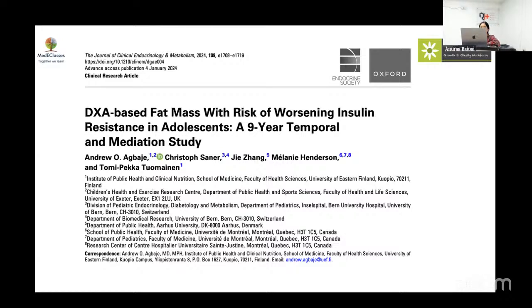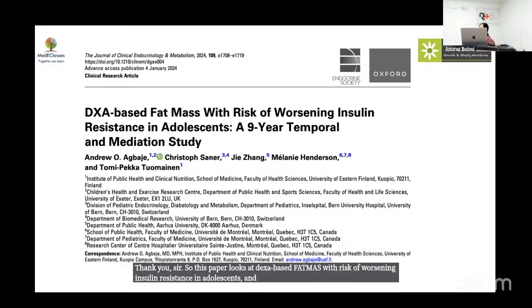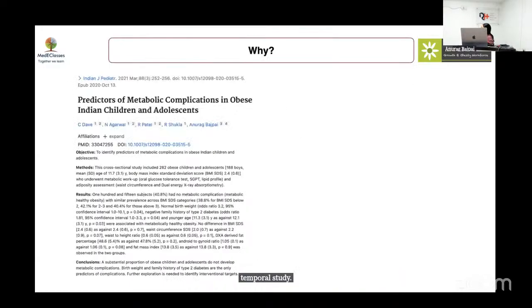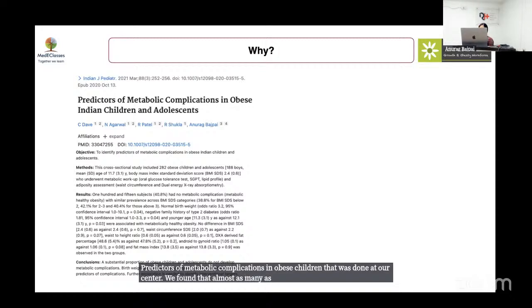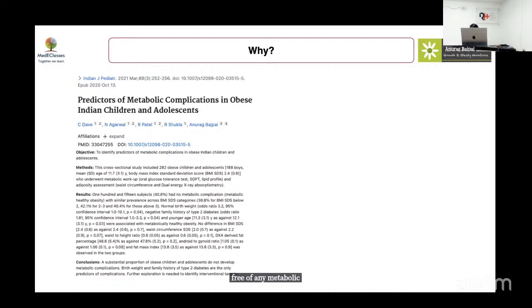Thank you, sir. This paper looks at DEXA-based fat mass and the risk of worsening insulin resistance in adolescents, and it is a prospective 9-year temporal study. Why do we need the study? In the predictors of metabolic complications in obese children study done at our center, we found that as many as 40% of subjects are free of any metabolic complications, despite obesity becoming more prevalent in the last few years.